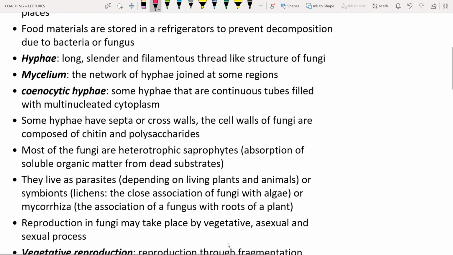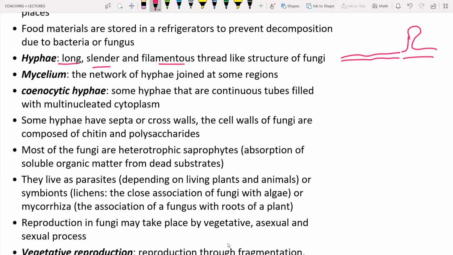So next is the hyphae. What is meant by hyphae? Hyphae means long, slender and filamentous thread-like structure. The fungus is made of hyphae. So this is the hyphae. Okay, this hyphae, what will happen? It will start the growth of the fungi. So this is the hyphae. This joining is known as mycelium. So this is known as hyphae.